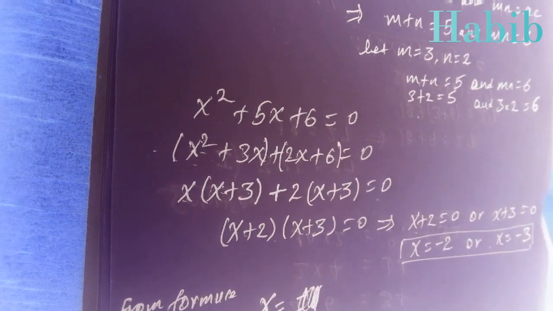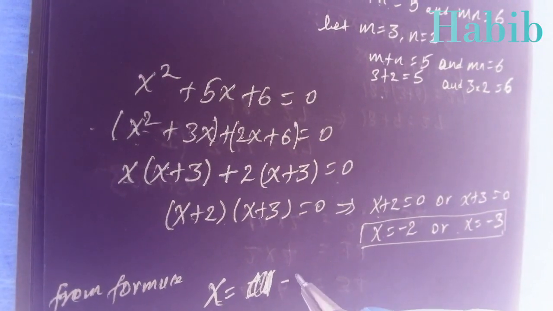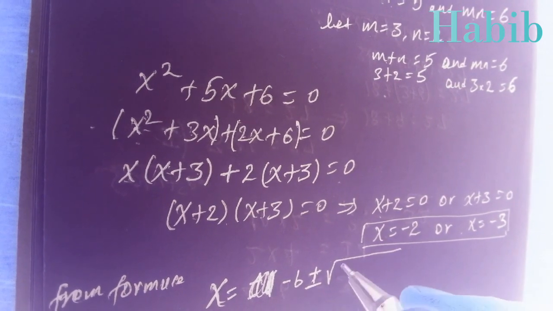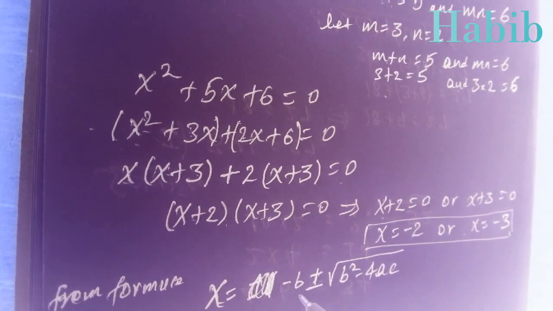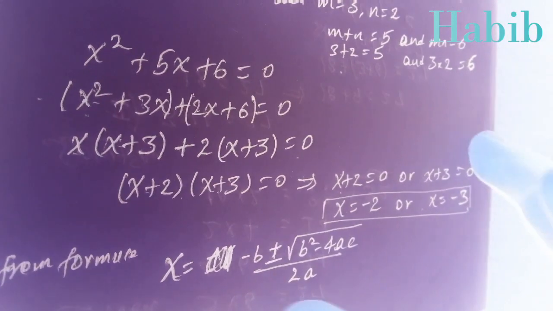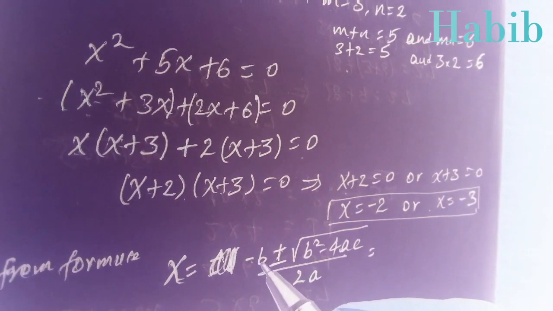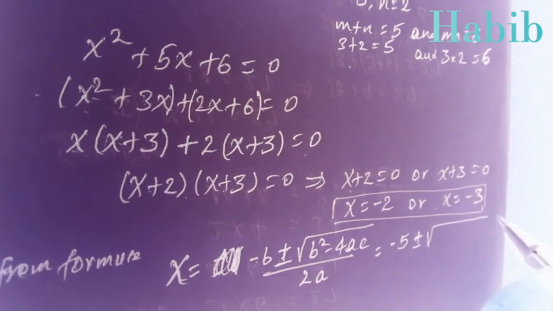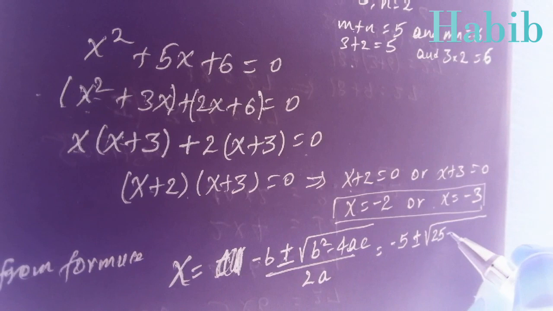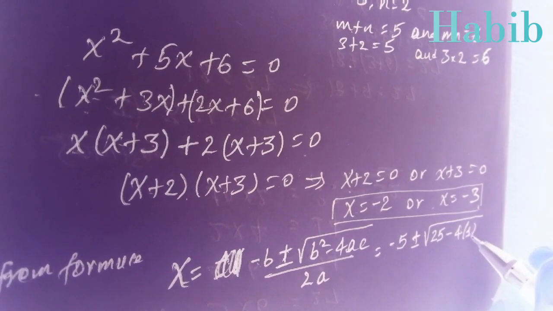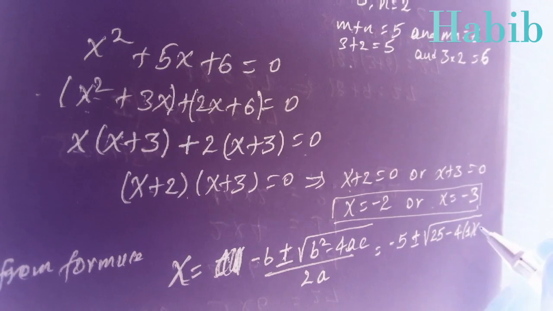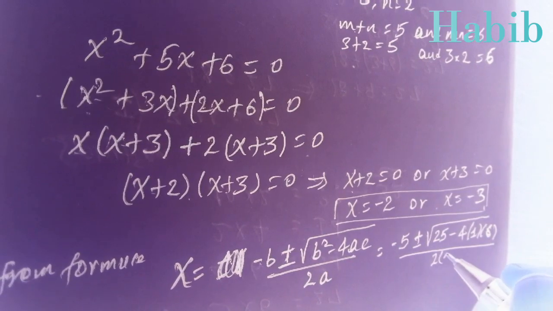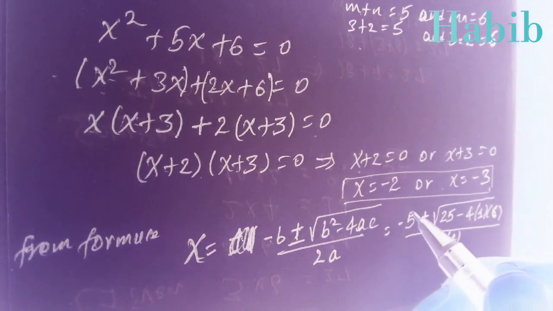To check it in the general form, as you remember, the general formula for finding the roots of a quadratic equation is x equals minus b plus or minus the square root of b squared minus 4ac, over 2a. This one is our general formula to find the value of x. We can substitute the values of a, b, c. Minus b means minus 5, plus or minus the square root of 25 minus 4 times a, which is 1, times c, which is 6, the whole over 2 times 1. We can simplify from this.